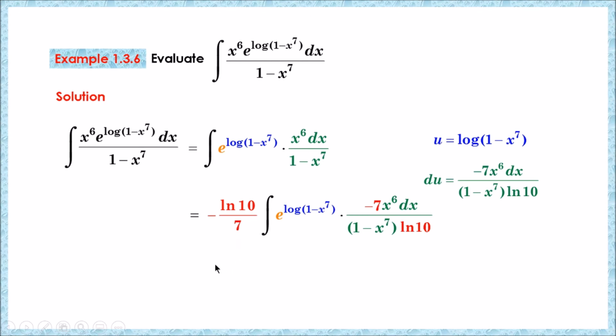This integral now takes the form of the integral of e^u du. So we get negative ln 10 over 7 times e^u, but e^u is equal to e^(log(1 - x^7)), then plus c.